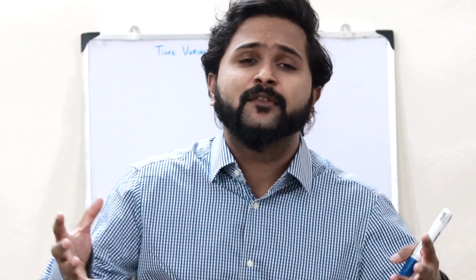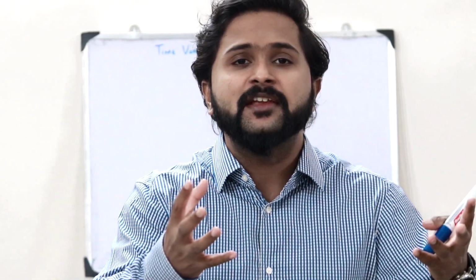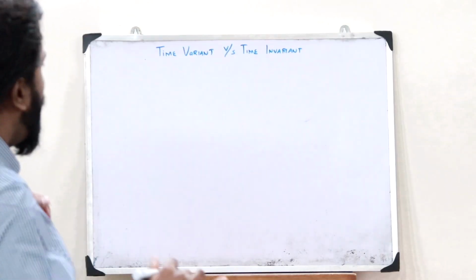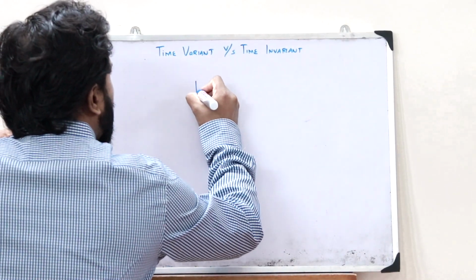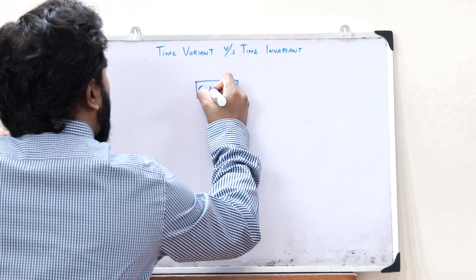So let us ask ourselves that obvious question. What do you actually mean by the term time variant and time invariant control systems? Well, let's find out. So let us consider a particular control system like this. So this is a particular control system.